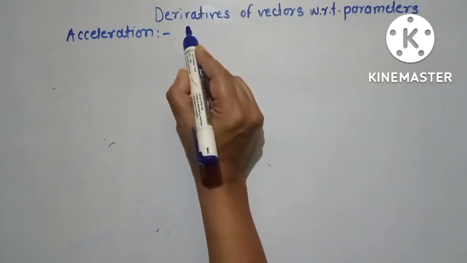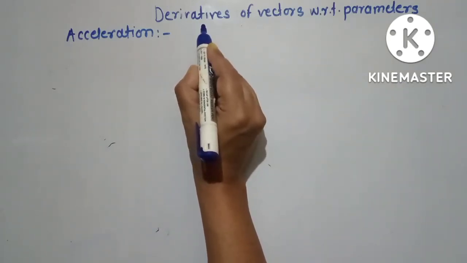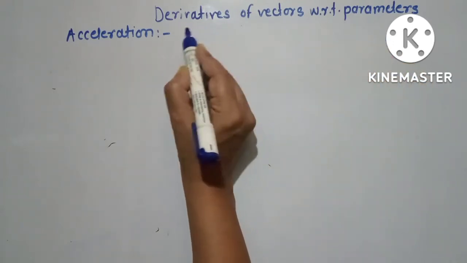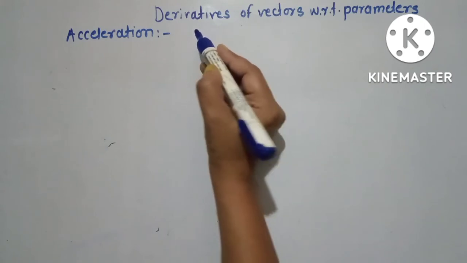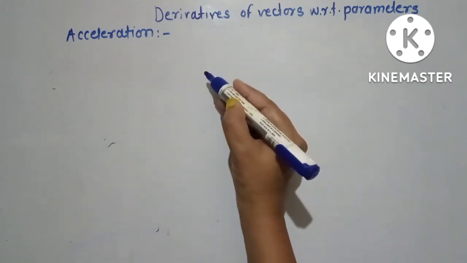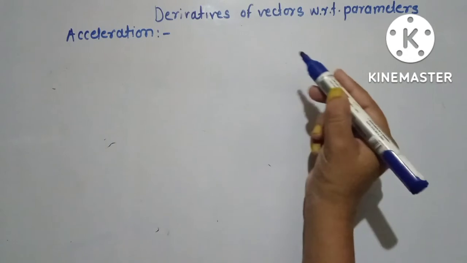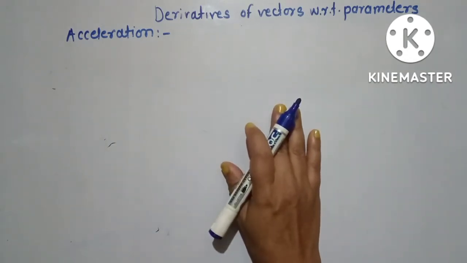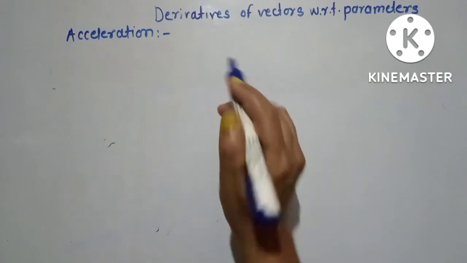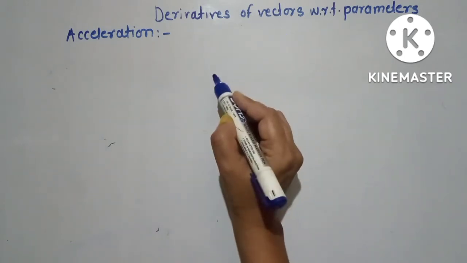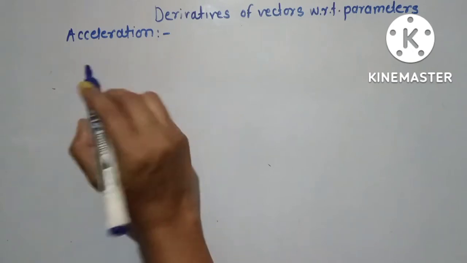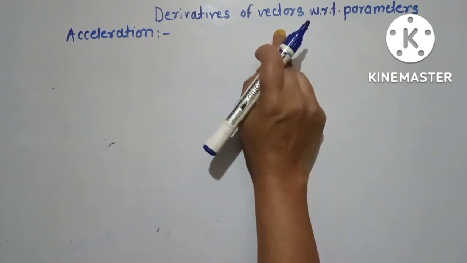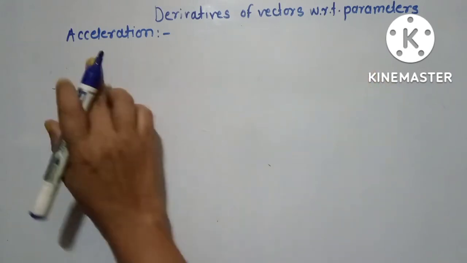In previous lectures, we started with derivatives of vectors with respect to parameters. Now, what is meant by derivatives? A derivative is the dependence of one physical quantity on another physical quantity. In physics, almost all physical quantities depend on some other quantities, so derivatives of vectors are necessary in physics. In the last lecture, we saw that velocity is the derivative of the position vector.